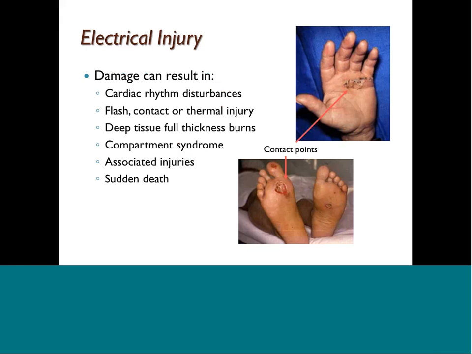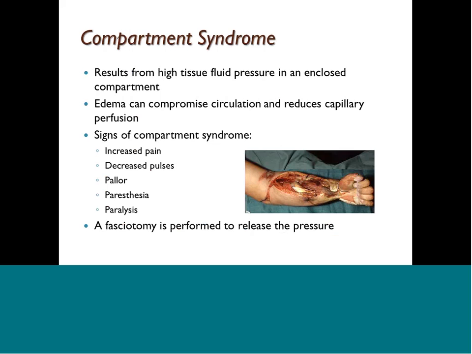Electrical injury damage results, like we said, from cardiac rhythm disturbances. You can have a flash, contact, or thermal injury. Maybe your clothing catches on fire. You can end up with deep, full-thickness burns, compartment syndrome, associated injuries, and also sudden death. With electrical injuries, you can have contact points, where the electricity entered or exited the body. You're going to have most damage in that area, but there's a lot of damage to the areas that you cannot see, because the electricity passes through the body as it goes through bones, muscles, etc. Energy will pick up and it results in more damage.